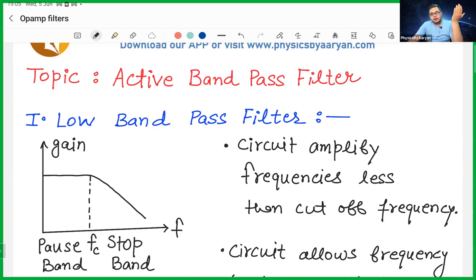Although this is not a part of the BSc and MSc syllabus, in PhD, even when I was joining IISc, the very first task that I had was to make filters. And we have to make very good filters. And what is a filter actually?